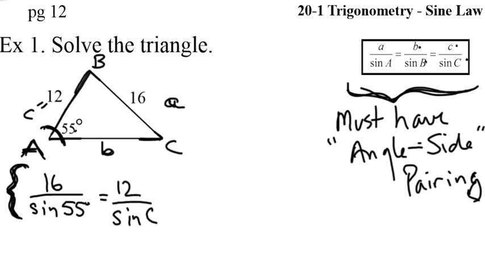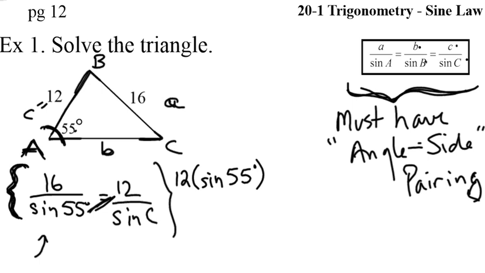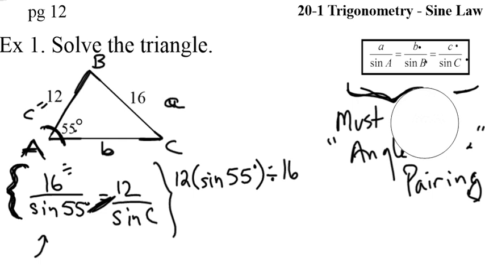This allows me, with my angle side pairing, my second ratio, I can now cross multiply. Please be careful with your cross multiplying, that you're not multiplying by 55, but you're multiplying by sine 55. Cross multiply, multiply what you can, divide by the extra piece. Just going to get rid of my scribbling here so I have more room to work.